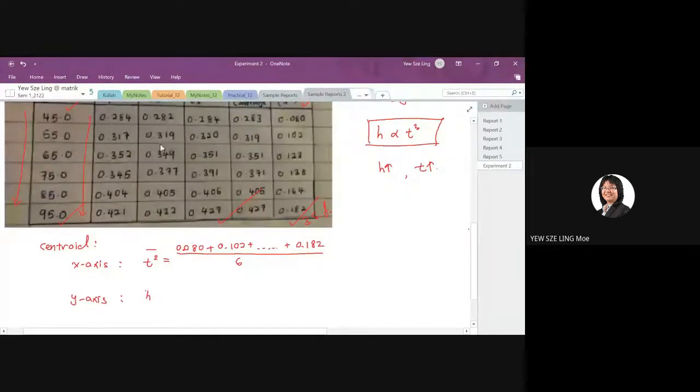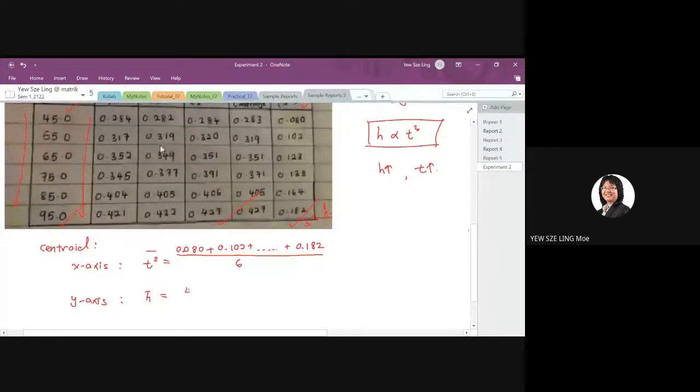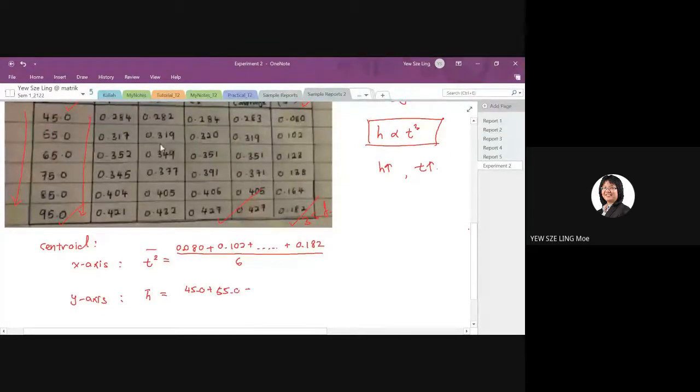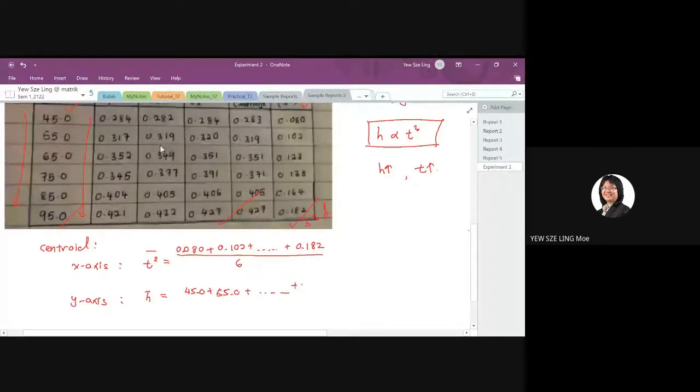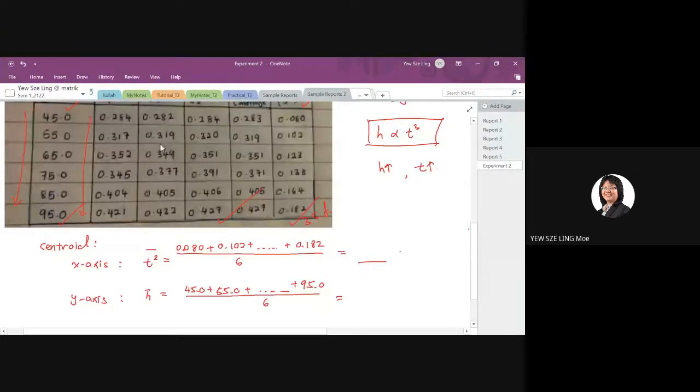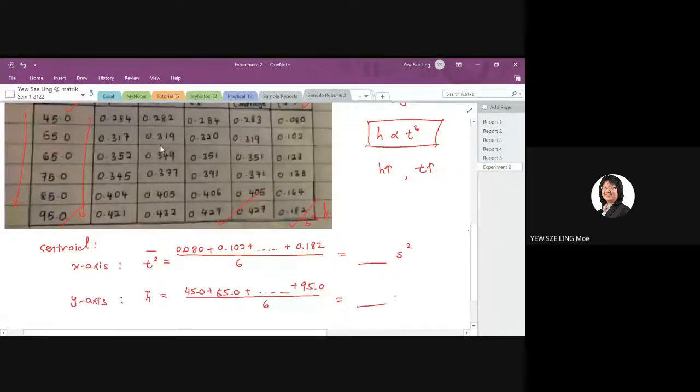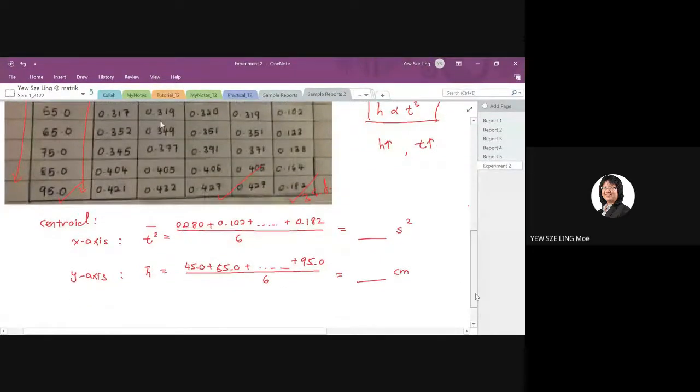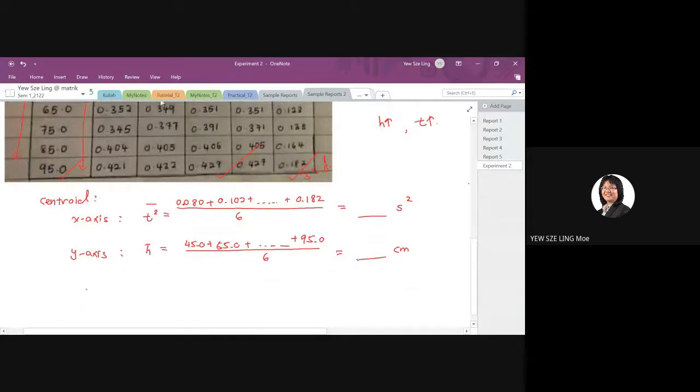Okay, I calculate the average h, which equals 45.0 plus 55.0 plus until 95.0 divided by 6. So from here, you will get 2 coordinates. Remember, you must write down their unit. Unit is a must. And then after that, what should you do? You write them in coordinate form.